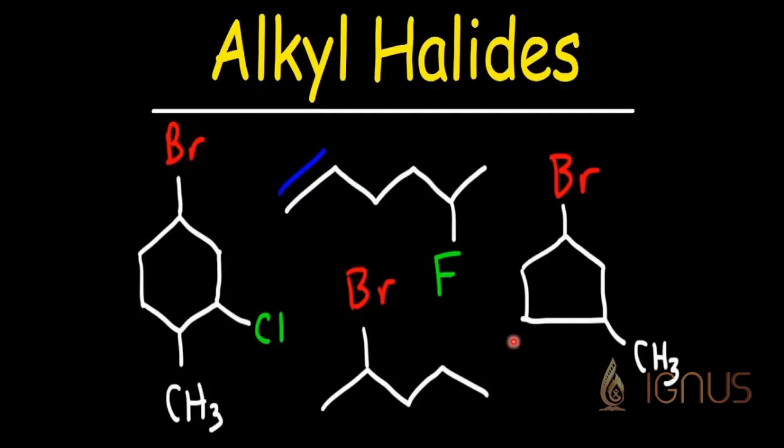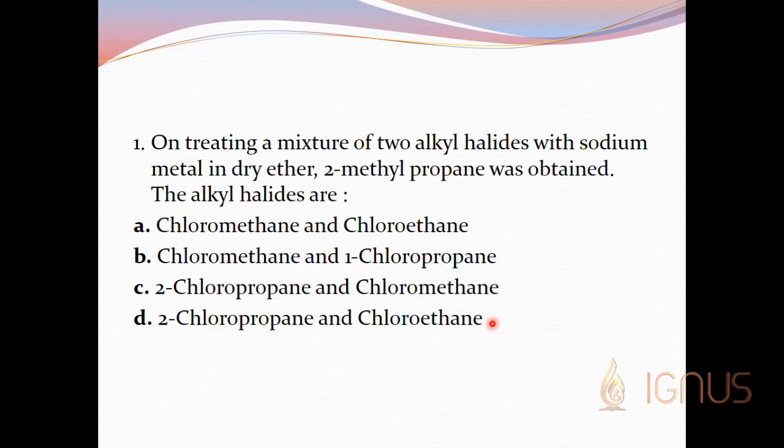Let us discuss some of the questions related to alkyl halides. Here comes the first question. On treating a mixture of two alkyl halides with sodium metal in dry ether, 2-methyl propane was obtained as the product. The alkyl halides are option A, chloromethane and chloroethane, option B, chloromethane and 1-chloropropane, option C, 2-chloropropane and chloromethane, option D, 2-chloropropane and 2-chloroethane. Try to find the answer.